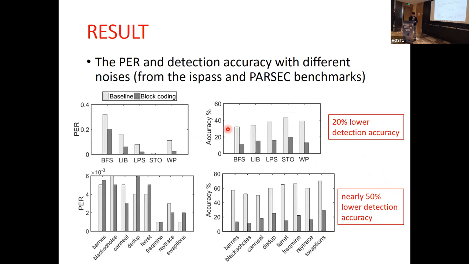More experiments are performed to compare the PER and detection accuracy with different noises. The noises are generated from the ESPICE and the Parsec benchmarks. As we can see, the block coding and the block coding based channel reduce detection accuracy by 20% and 50% respectively.